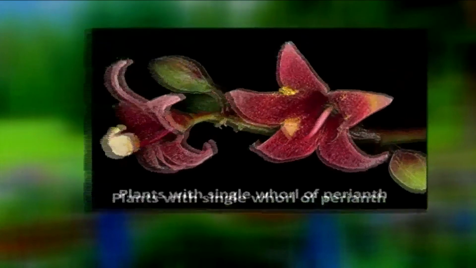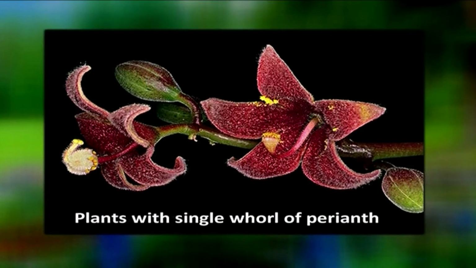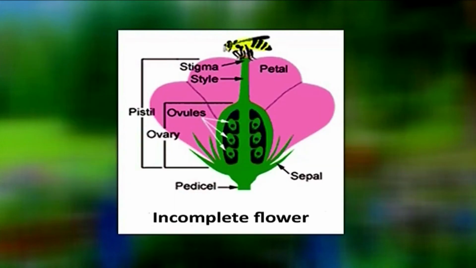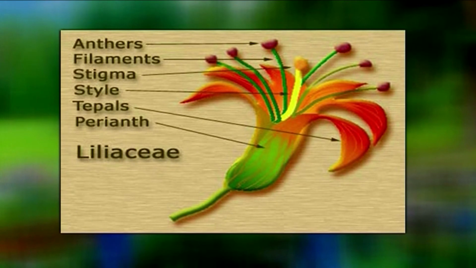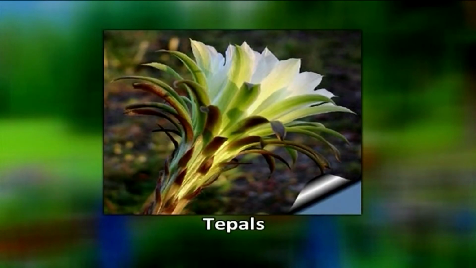Subclass third, Monochlamydeae. Plants having flowers with a single whorl of perianth are placed under Monochlamydeae. Flowers are incomplete. The sepals and petals are not distinguished and they are called perianth. Tepals are present in 2 whorls. Sometimes both the whorls are absent. Monochlamydeae includes 8 series and 36 families.